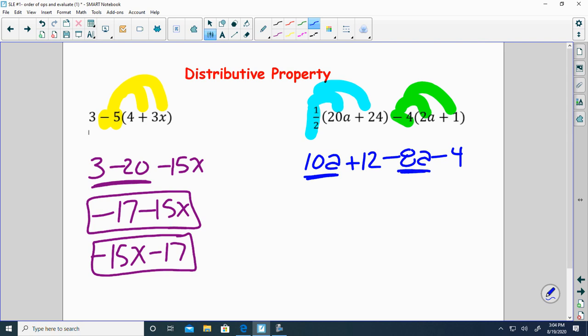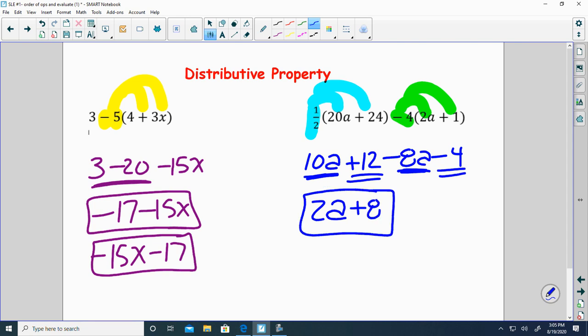The ones with the a's, those are like terms, so let's combine them. I have 10 a's and I have negative 8 a's. 10 minus 8 is 2, so I wind up with 2a. And then I have 12 and negative 4, so 12 subtract 4 gives me 8. And you also could have 8 plus 2a. Either answer would be appropriate.